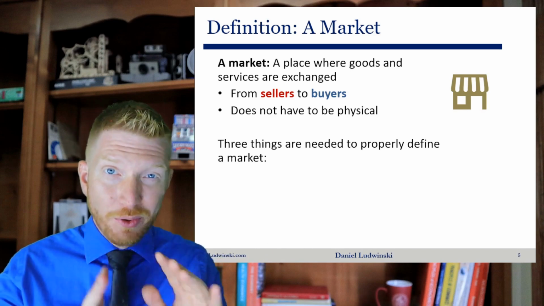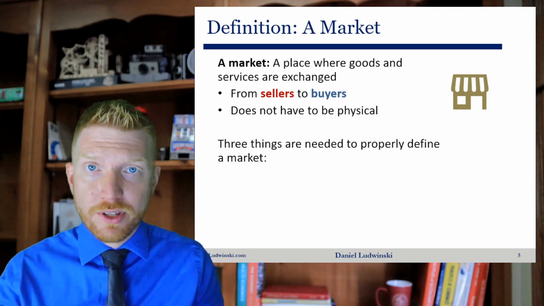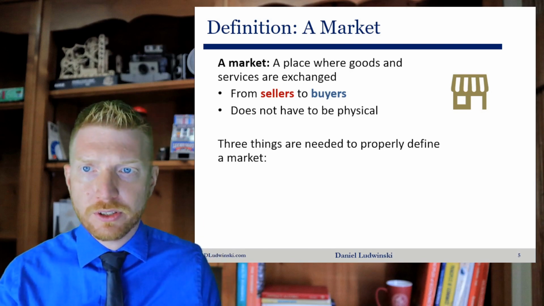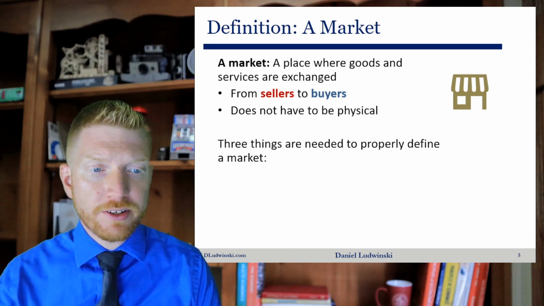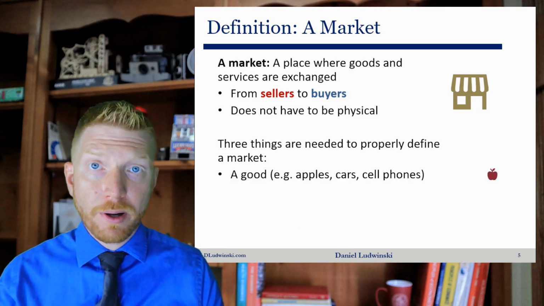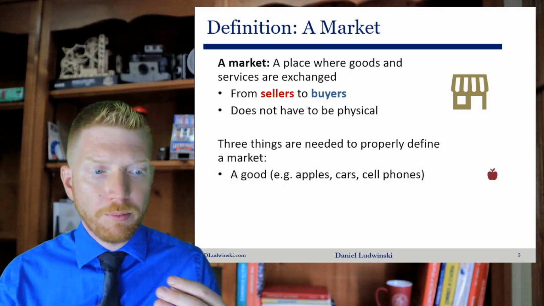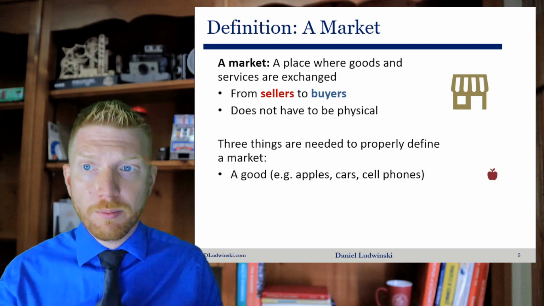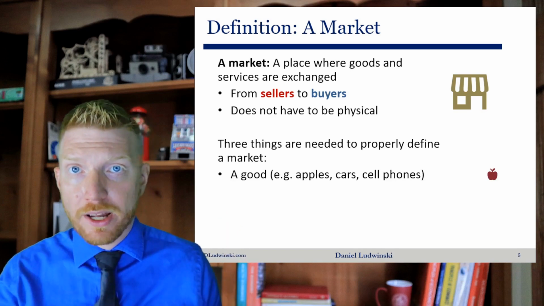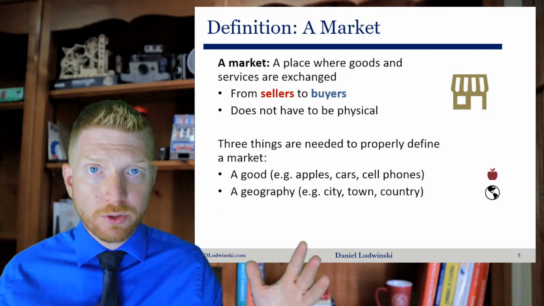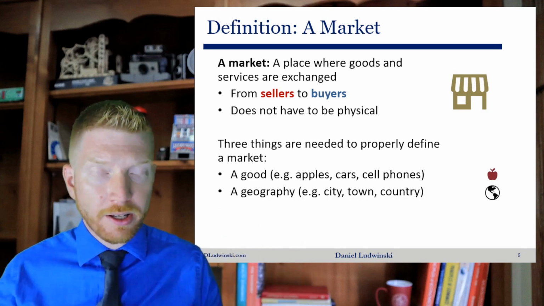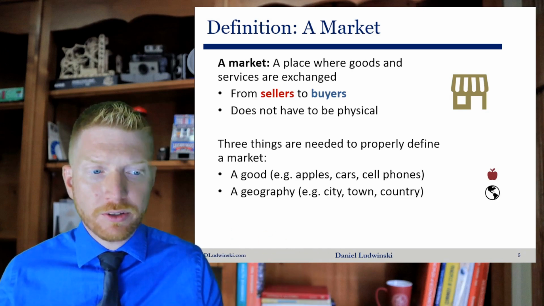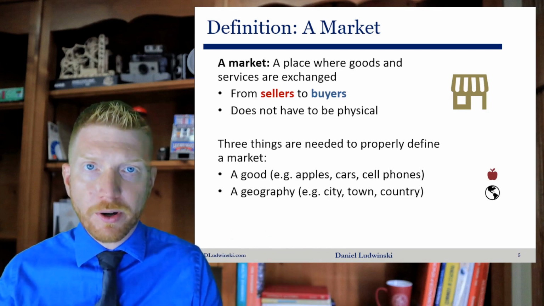Granted, we don't necessarily have to do this in every problem set we're working on. We skip this third one, which I'll get into in a second, a lot of the time. But we need to be very clear about what good we're talking about: apples, cars, cell phones, etc. We also have to talk about the geographical range. Are we talking about apples sold in our particular town in the Atlanta area? Are we talking about Georgia? What is the geographical range of our market?